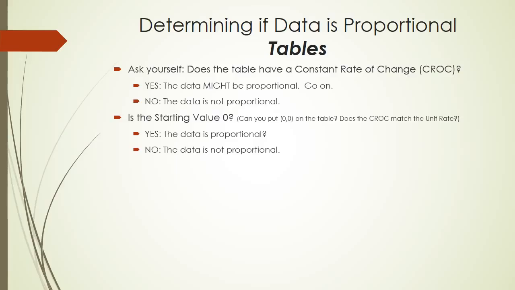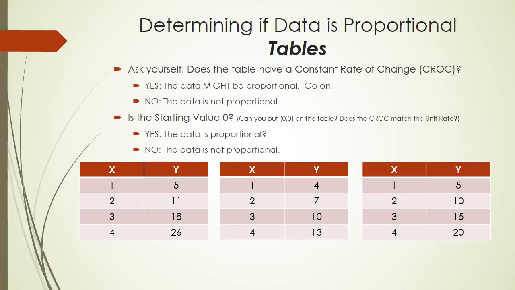If the constant rate of change and the unit rate match, the data set is proportional. If they don't match, our data set is not proportional. So here are 3 examples. Go through and see if you can determine whether each of these tables represents a proportional relationship or not a proportional relationship.